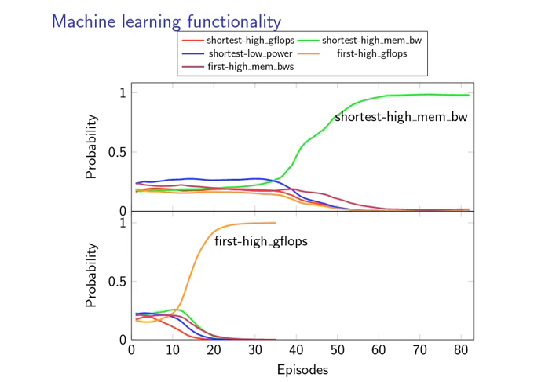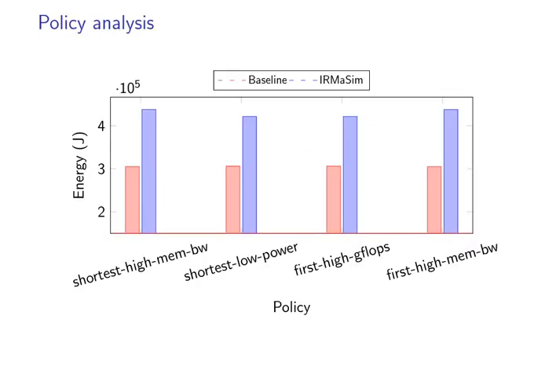Which simulator has driven the agent to the correct solution? This graph shows the energy consumption that both simulators obtain with each policy pair. Note that the results for the baseline simulator are very similar, which can be attributed to the simplicity of the models it uses. This explains why the agent takes longer to reach a conclusion, as there is no clear winner. In contrast, the results of IRMASIM have 2 policies that are better than the rest: shortest low power, and the one that it actually chooses, first high GFLOPS. This gives a hint of the advantage of using a more accurate simulator to train machine learning resource managers.